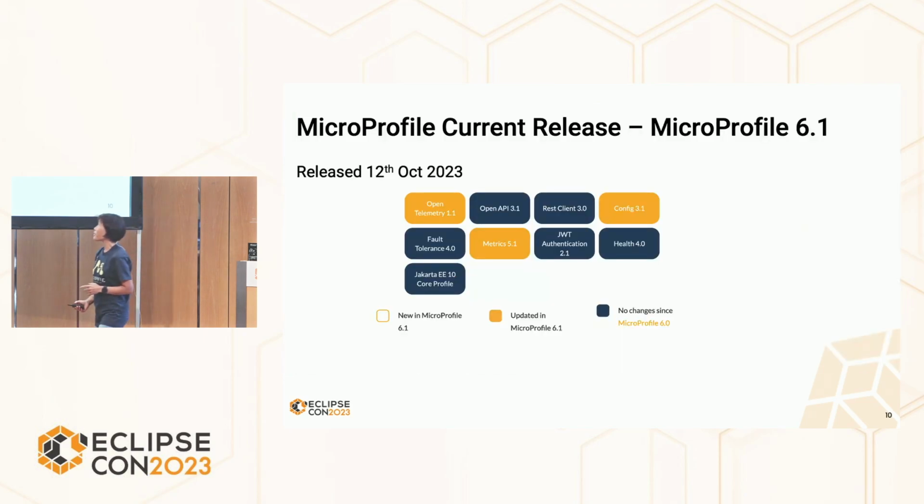In MicroProfile 6.1, we have updates to telemetry, metrics and config. It's a minor release, so there are no backward incompatible changes from MicroProfile 6.0. It's still packaged with the Jakarta EE 10 core profile. So when you use MicroProfile 6 and 6.1, you automatically use the Jakarta EE 10 core profile.